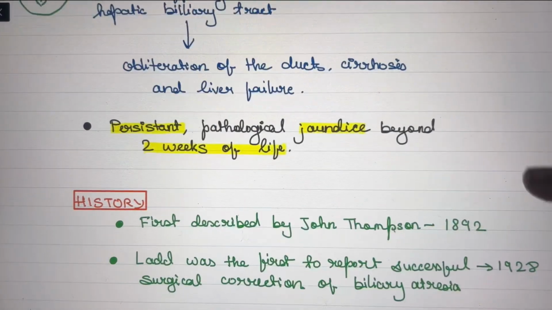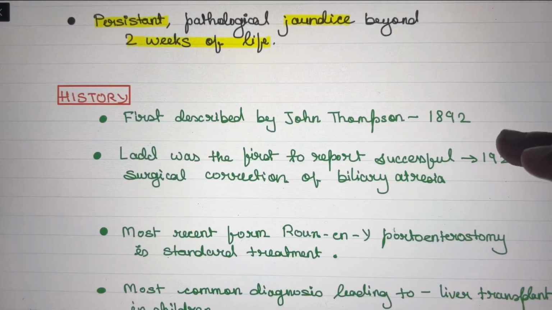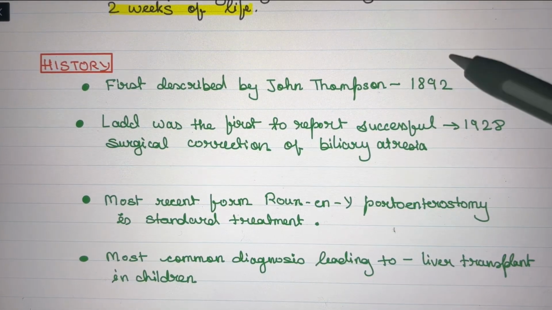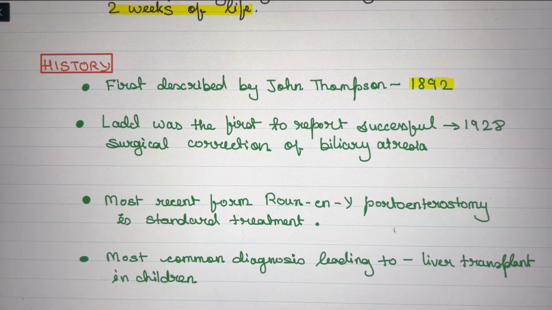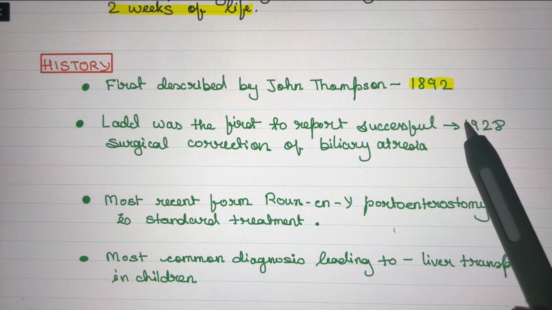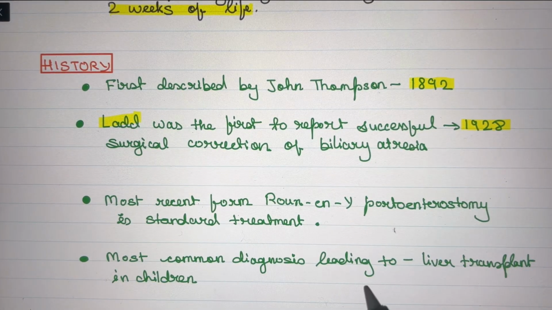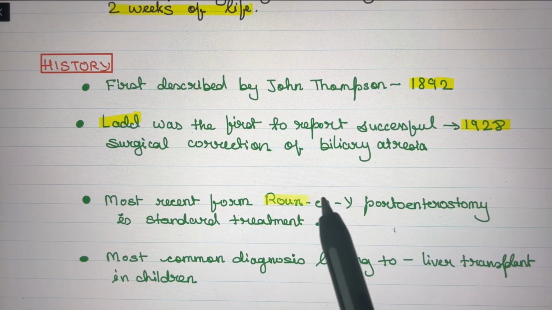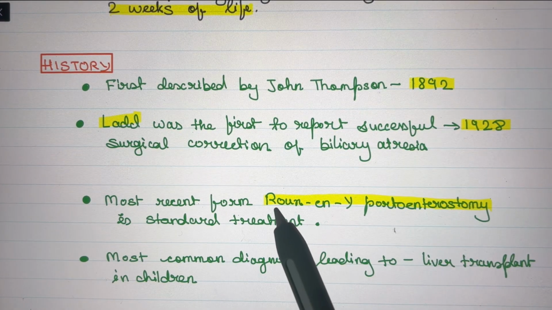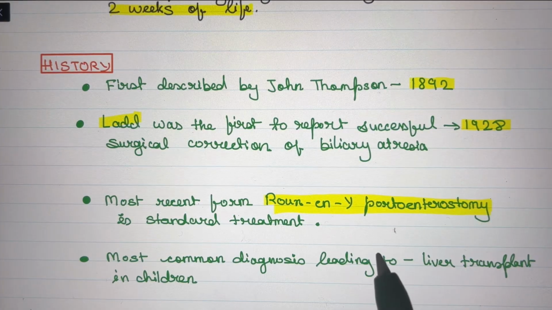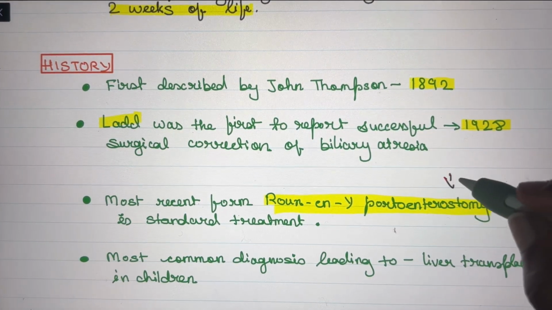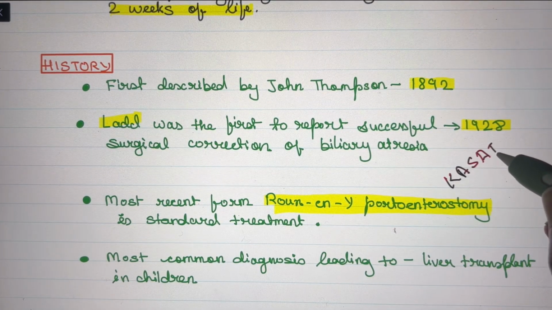First we will know something about the history. This was described by John Thomson in 1892, and Ladd was the first who reported successful surgical correction of biliary atresia in 1928. The most recent form of surgical treatment for biliary atresia is Roux-en-Y portoenterotomy. This is also known as the Kasai procedure.